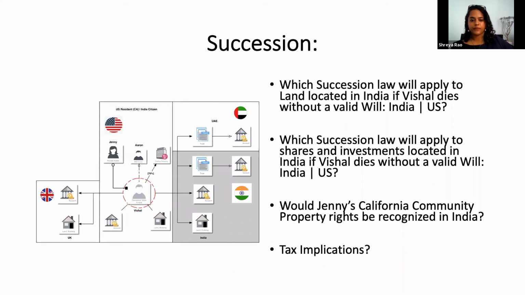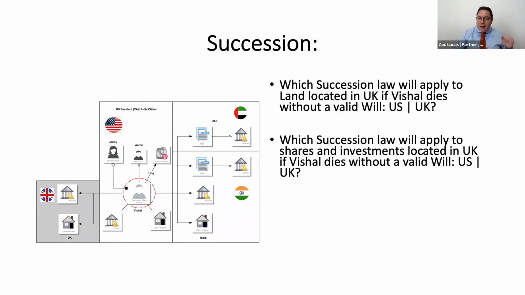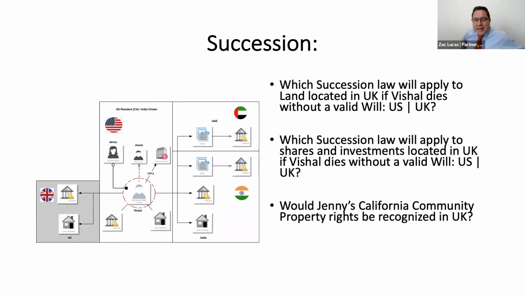Right. And then the tax implications, there's not going to be anything at the moment because we don't have. Right, correct. Okay. All right, so finally, on the UK side of this, which succession law will apply to land located in the UK if Vishal dies without a valid will? Well, in this case, if we're looking from a California perspective, it will be UK law that will cover that if there's no valid will, because it's going to be a situs-driven aspect with succession law. Which law will apply to shares and investments located in the UK if Vishal dies without a valid will? That will be US, so it will be US intestacy laws that will apply.